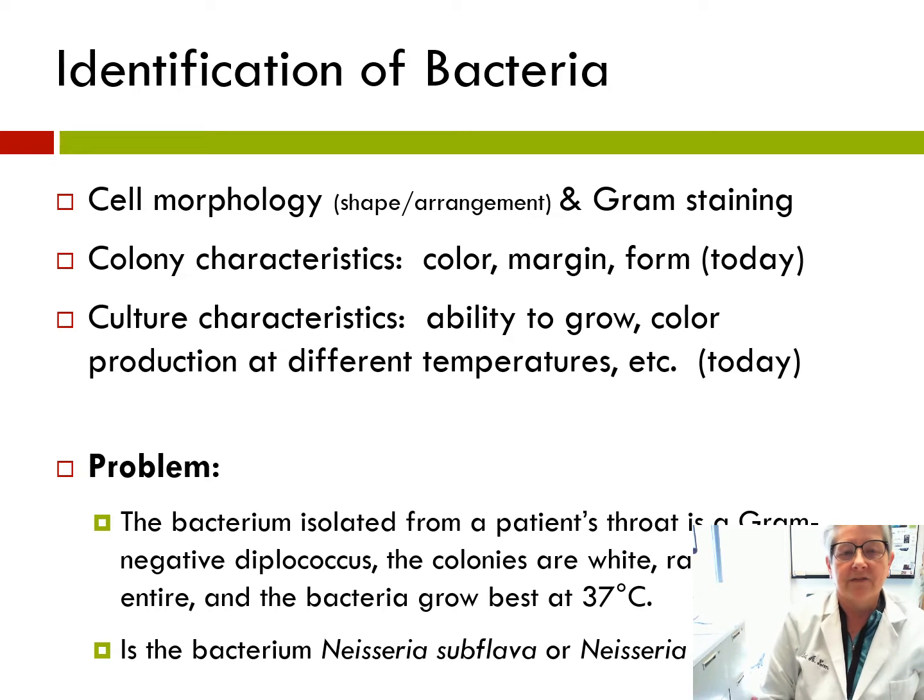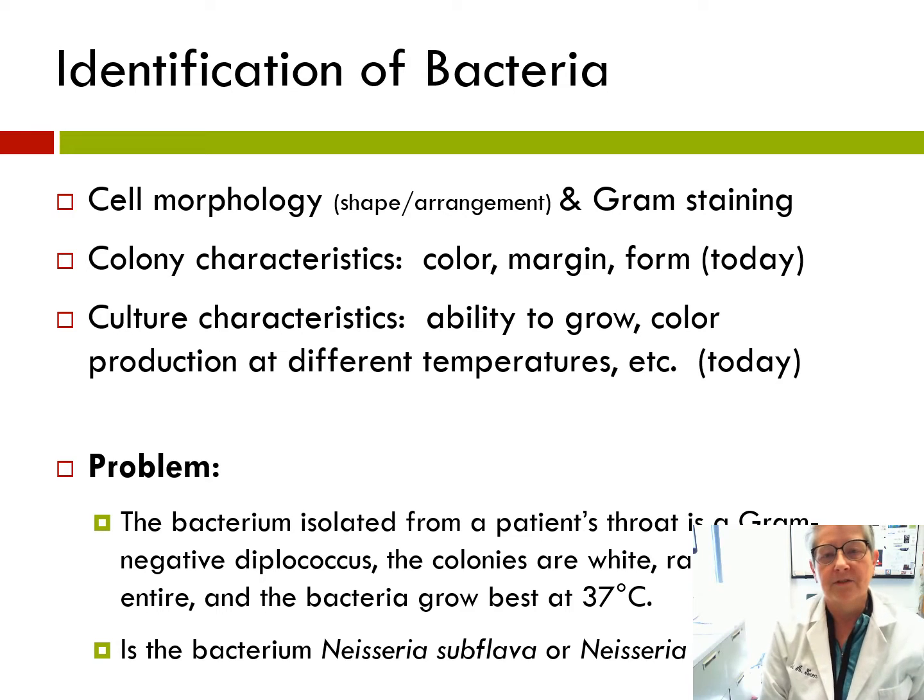So in order to identify bacteria, we've already talked about several of these things. We look at the cell morphology, that is the shape and arrangement, and the gram stain characteristics. We can look at the colony characteristics, that is what it looks like growing on a plate, and I'll be sending that to you. And then other culture characteristics. Does it grow better at one temperature or another? Does it maybe produce different colors? What does it look like? Again, I'll be sending you photos that will help you determine if there are any particular characteristics about your bacteria.